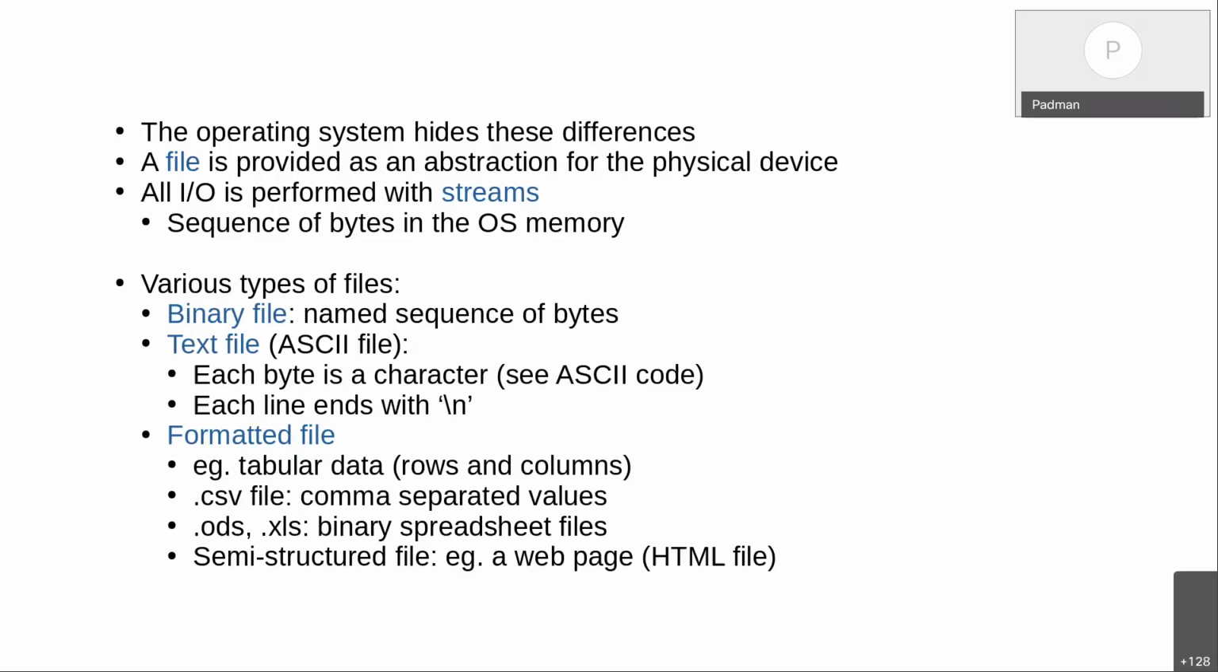Here I'm talking about non-device files. Device files are special files which refer to a particular device. But here I'm talking about files which contain data. So, for example, a binary file is a named sequence of bytes. There's a text file, which is also known as an ASCII file. Each character in an ASCII file is a character from the ASCII code. And there is a different type of file known as a formatted file, which has a particular style. Let's see.